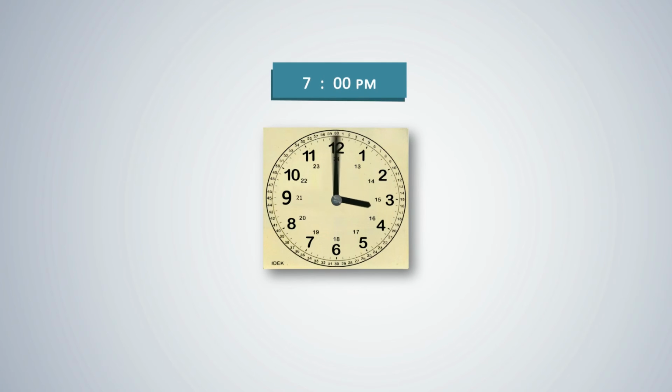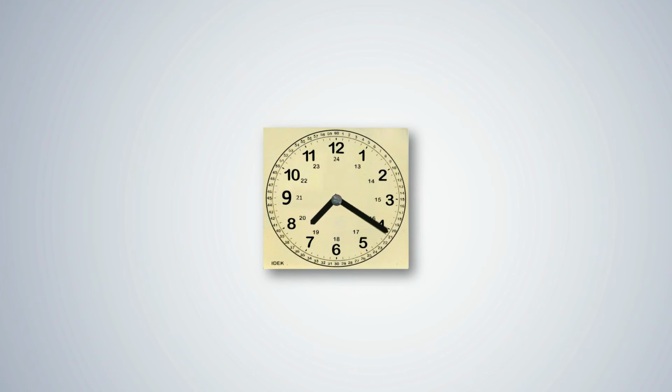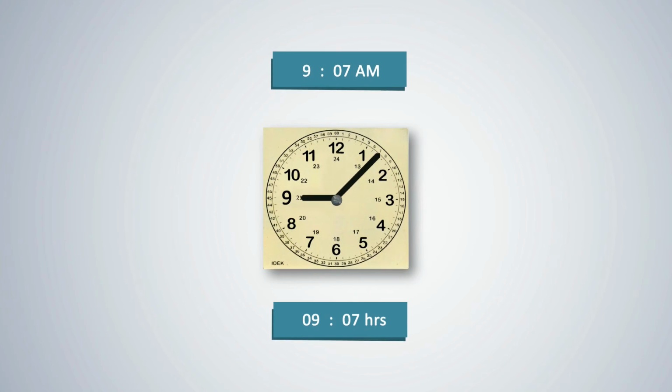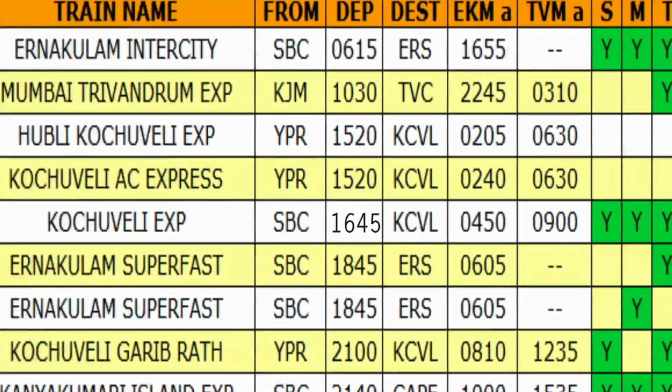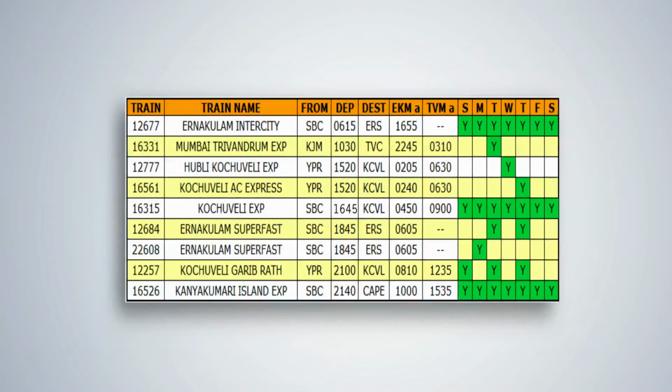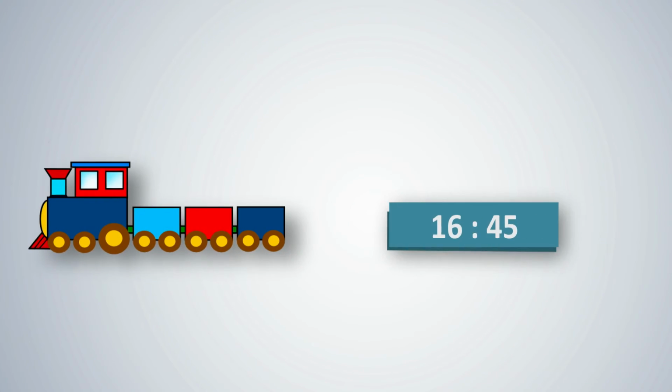7 p.m. is written as 1900 hours, since it is 7 hours after 12 noon. Numbers less than 10 have a zero in front of the number. For example, 9:07 a.m. is written as 09:07 hours. Railway timetables are written in the 24-hour clock. For example, the train to Delhi departs at 16:45 hours.